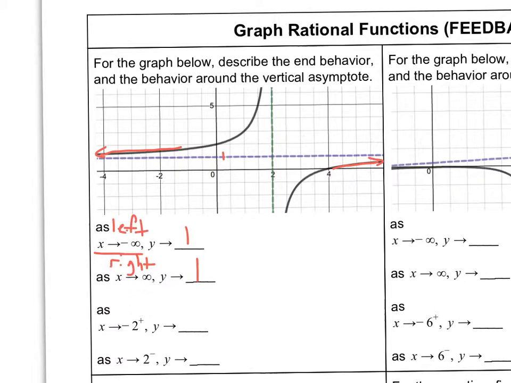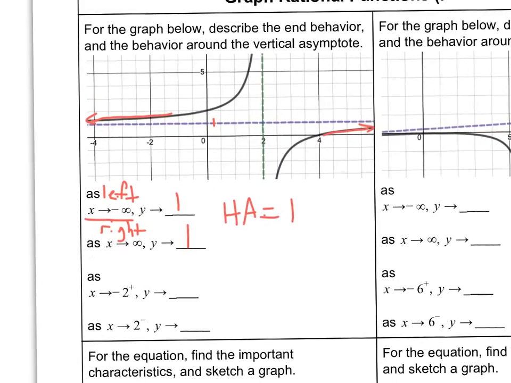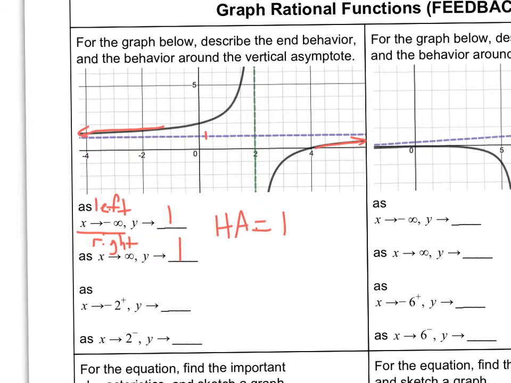But this would be approaching 1 as well. That's a horizontal asymptote. And if you have a horizontal asymptote that's equal to 1, both of these end behavior values are going to end up being 1 as well. That means we're approaching 1 on both sides.